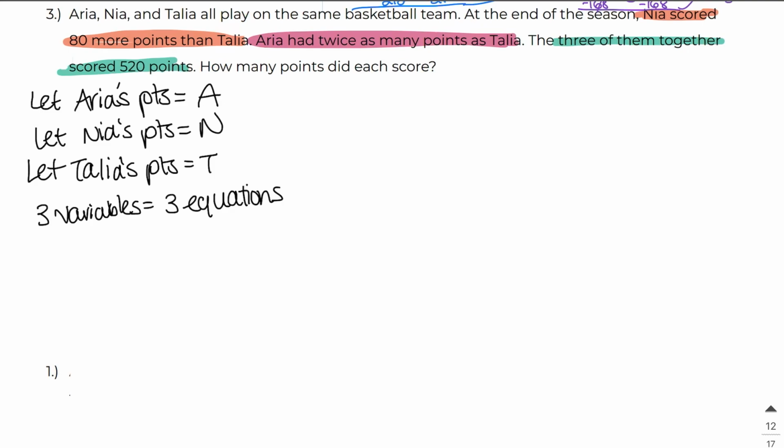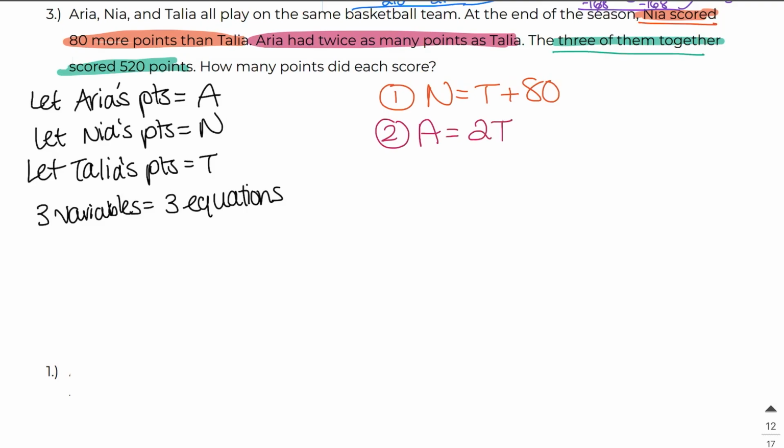All right, so the first equation is going to come from what we have highlighted in orange here. So let's translate this. It says Nia scored, so Nia's amount is equal to 80 more points than Talia. So I have to take Talia's points and add 80 to it. There's equation number one. Equation number two is going to come from what's highlighted in red here. Arya had, so that means Arya's amount is equal to twice as many as Talia, so I'm going to say 2t. And then the third equation is going to come from this right here. The three of them together scored 520 points. So I'm going to take Arya's, Nia's, and Talia's, and say all together, that's 520.